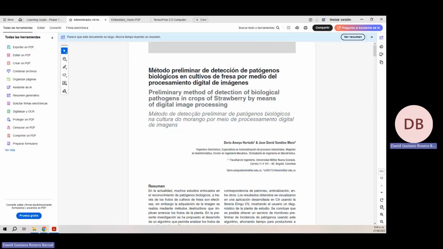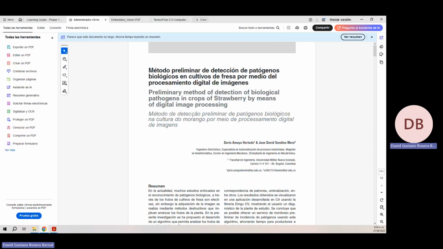As I say, this research focuses on non-destructive detection of biological patterns in strawberries, particularly Botrytis gray mold and Spirotheca powdery mildew. Traditional methods often require removing fruits from the plants and analyzing them in a laboratory. It's obviously time-consuming, destructive, and impractical for large-scale monitoring.